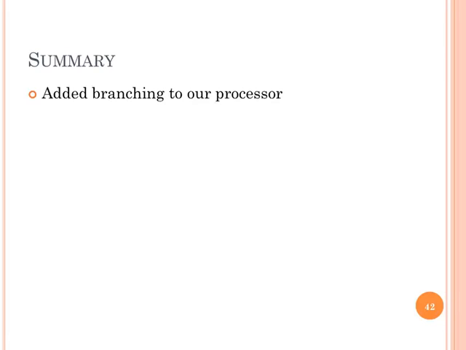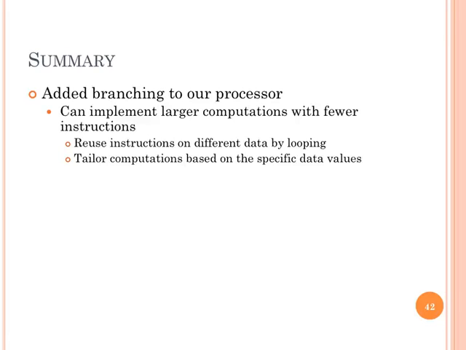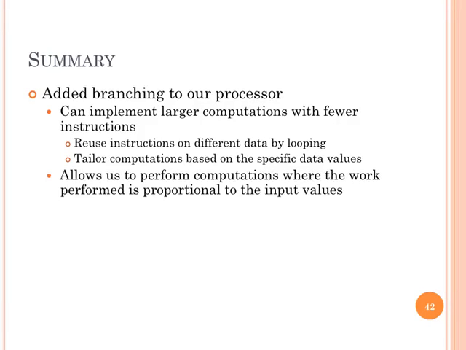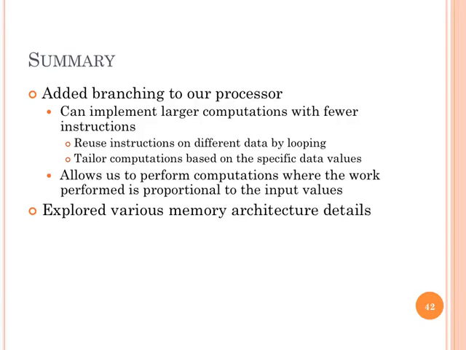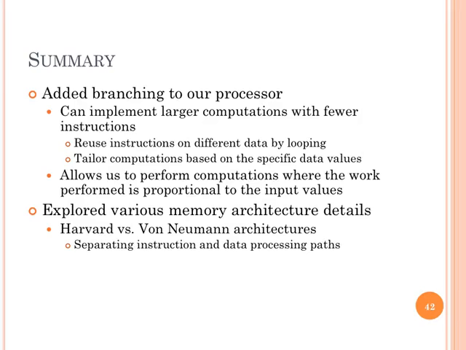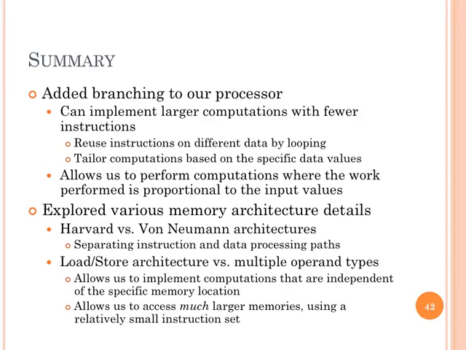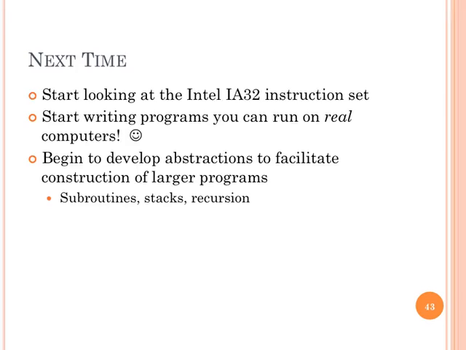Okay, let's wrap up. We just have a few more slides to go through. We added branching. So now we can actually reuse instructions for larger computations instead of having to add more instructions for larger computations. That's a big step forward. So the work is now proportional to the input values as opposed to the number of instructions we have. And we also had various memory architecture details. We had the load store architecture, and we had rich operand types. We also had Harvard versus von Neumann. Okay, so we talked about those things. You can read more of those details if you want later.